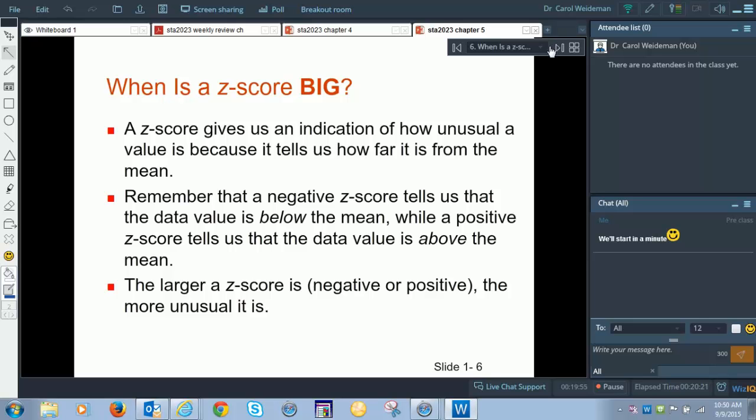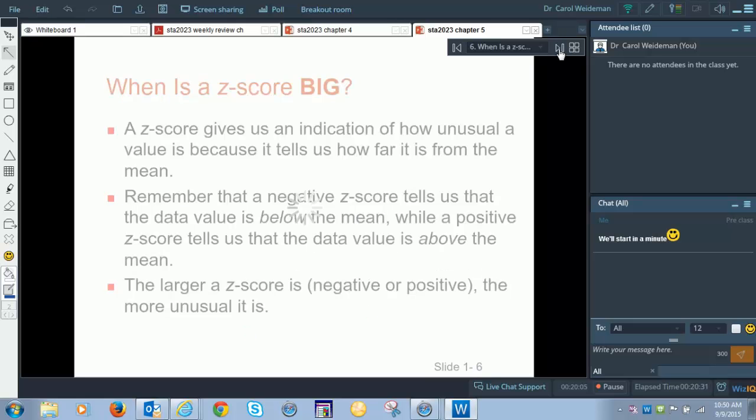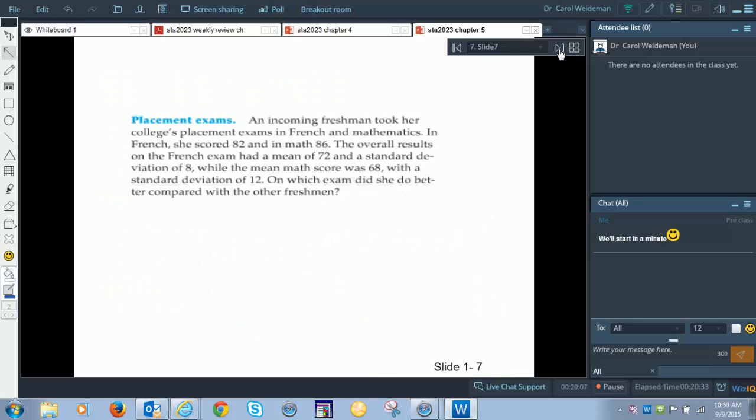So when's a z-score really big? Okay, a really big z-score is an indication of how unusual the data value is. It tells us how far it is from the mean. The negative z-score tells us below the mean, positive above. The larger it is, positive or negative, the more unusual. And in just a minute, we'll have a rule to help you determine how unusual.